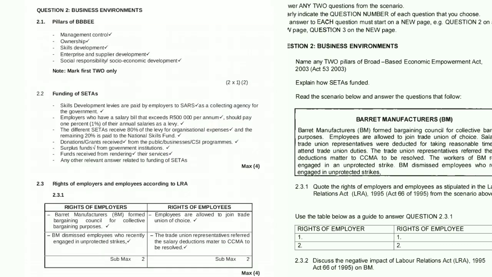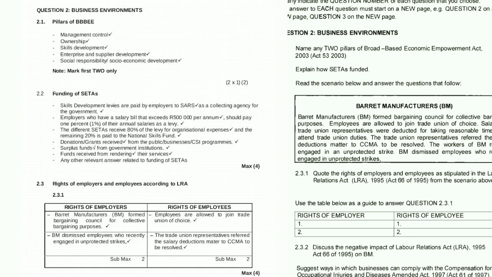Okay, this is the first one. Is private manufacturers formed bargaining council for collective bargaining purpose? That's a right of an employer. PM dismissed employees who recently engaged in unprotected strike. Unprotected strike is very clear. If you engage in unprotected strike, they can dismiss you.